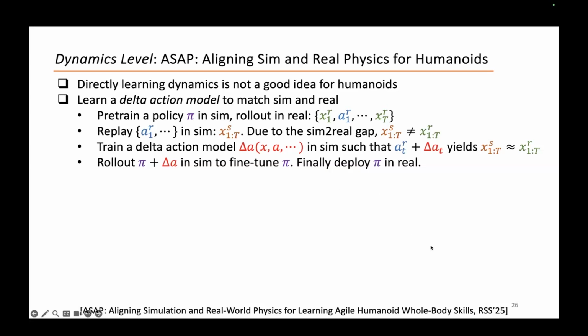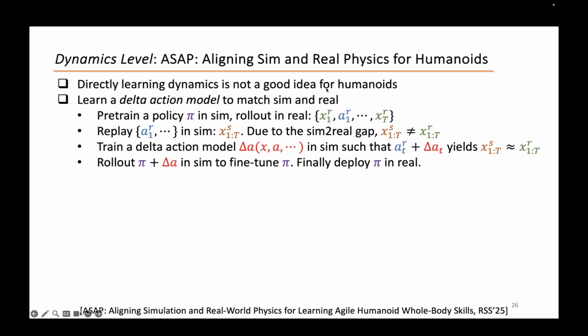So in other words, if you're familiar with something called iterative learning in the control community, you can basically view this as a reinforcement learning approach for that. Delta A is trying to compensate for the Sim2Real gap in the policy space.